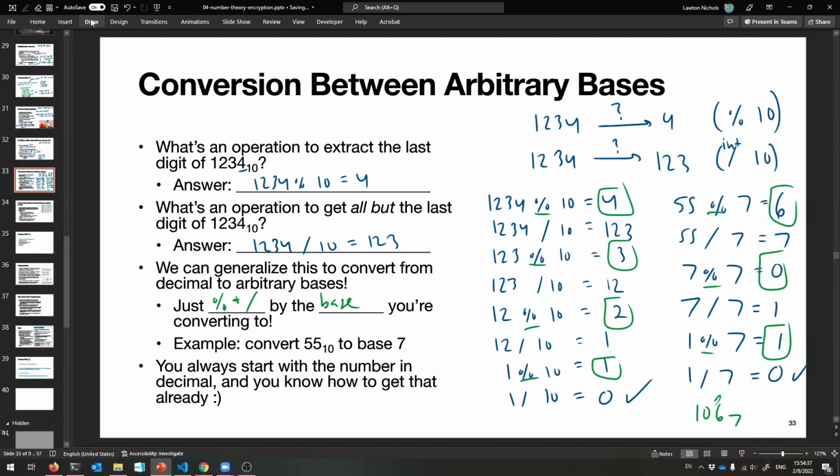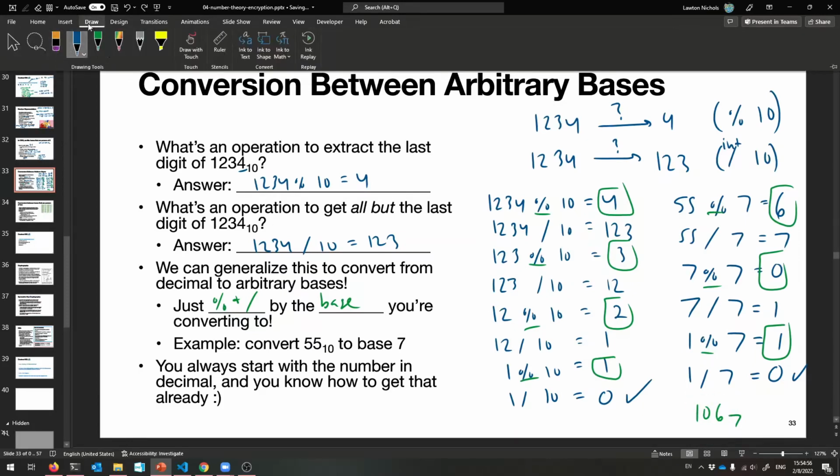Let me show this to you. That is 6 times 7 to the 0, plus 0 times 7, plus 1 times 7 squared. Okay? So that's 49 plus 6. Yeah, that's totally 55. Cool. Hopefully that makes sense. Please yell at me if it does not. But that is base conversion in a nutshell.